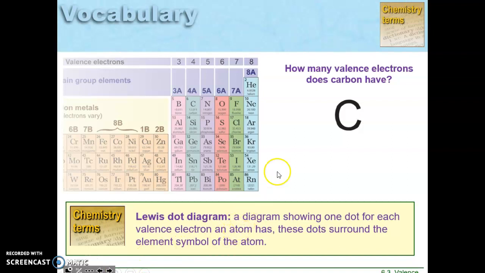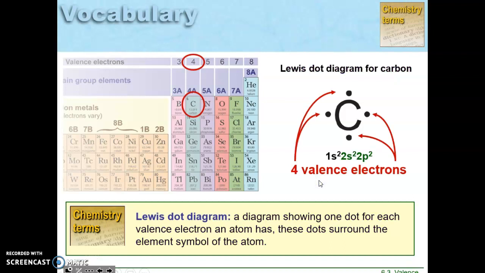All right, so let's talk about carbon. How many valence electrons does carbon have? Please make its Lewis dot diagram. If you said it has 4 valence electrons and you made your Lewis dot diagram like this, you are correct.